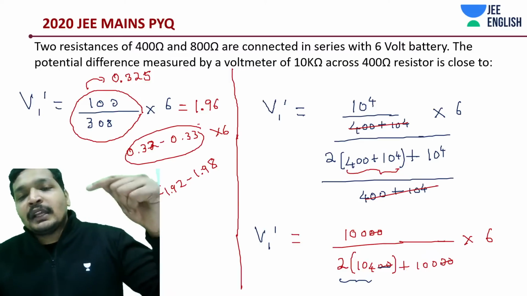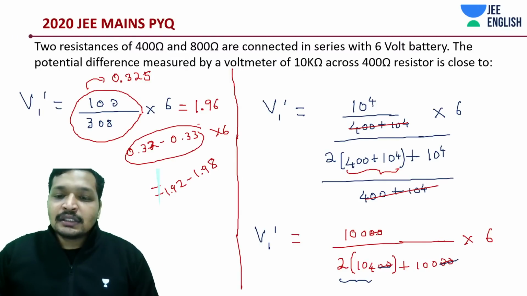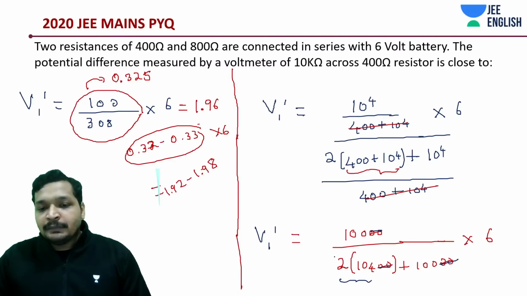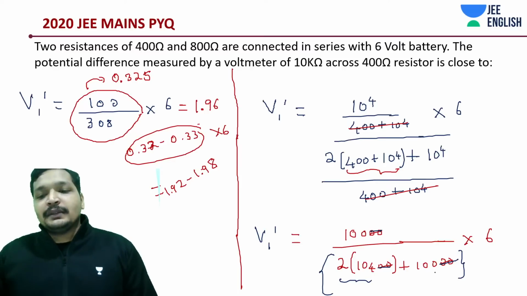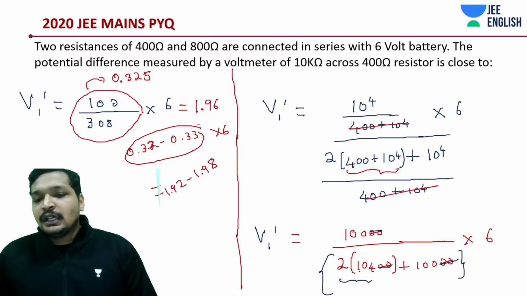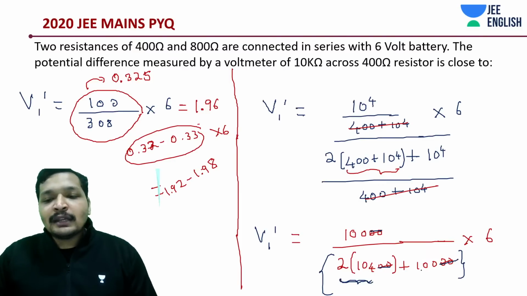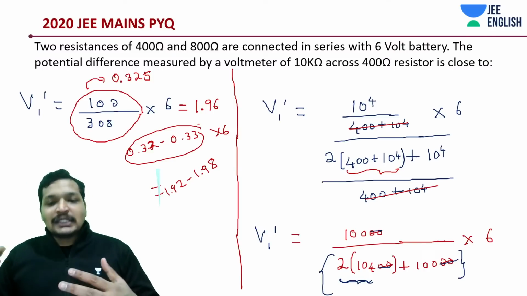I'll take a problem like this, not this one, there's another similar problem in your JEE. Calculate this 0, this 0. So what you are left with is 100 divided by this total term, that is 2 into 104 plus 100. There is a 6, of course. So 2 into 104 is how much? This term is going to be 208 plus 100, that is 308. So 100 divided by 308 into 6.